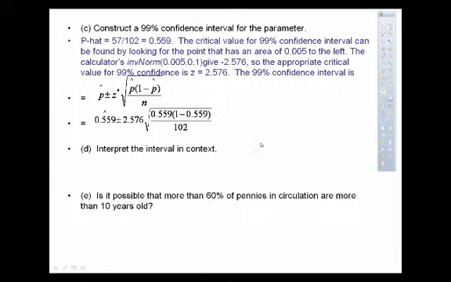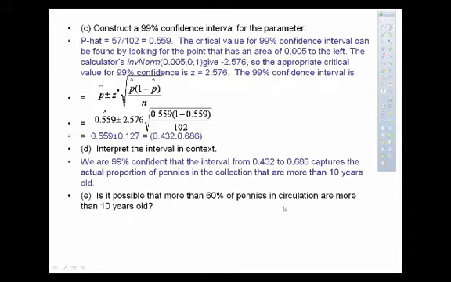So interpret this interval in context. We are 99% confident that the interval from 0.432 to 0.686 captures the actual proportion of pennies in the collection that are more than 10 years old.